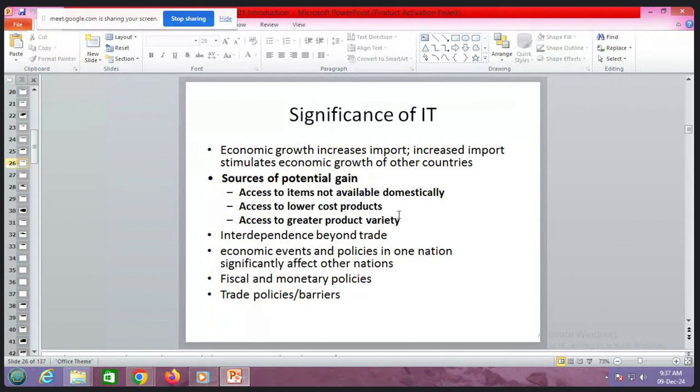Now trade becomes very important there, because the economies get not only access to the items that are not domestically available, but also you get the goods at a lower cost. You also get a variety of products which normally is not available when your economy was closed.